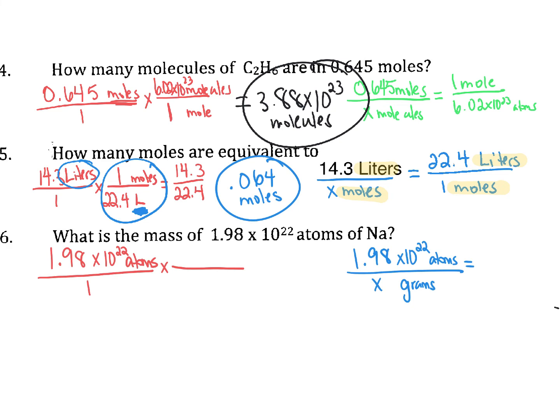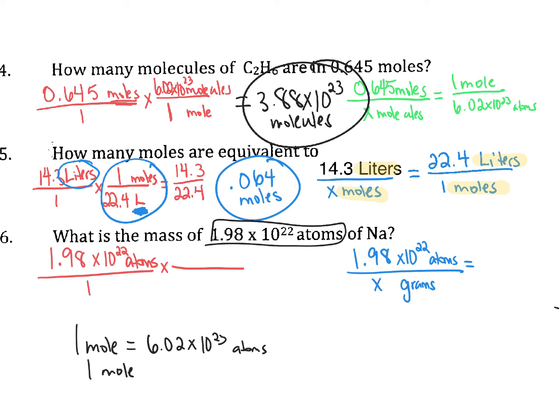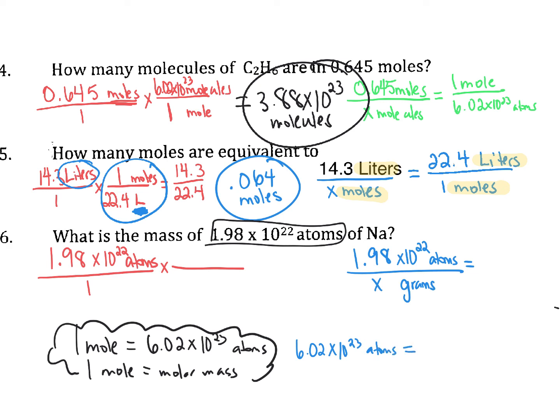Now the next one's kind of interesting. We are given atoms, but we want to find a mass. And if you think about the relationships that we know, 1 mole is equal to 6.02 times 10 to the 23rd atoms. And we also know that 1 mole is equal to the molar mass of a material. So if we look at these two relationships, that means that 6.02 times 10 to the 23rd atoms is equal to the molar mass of a material.